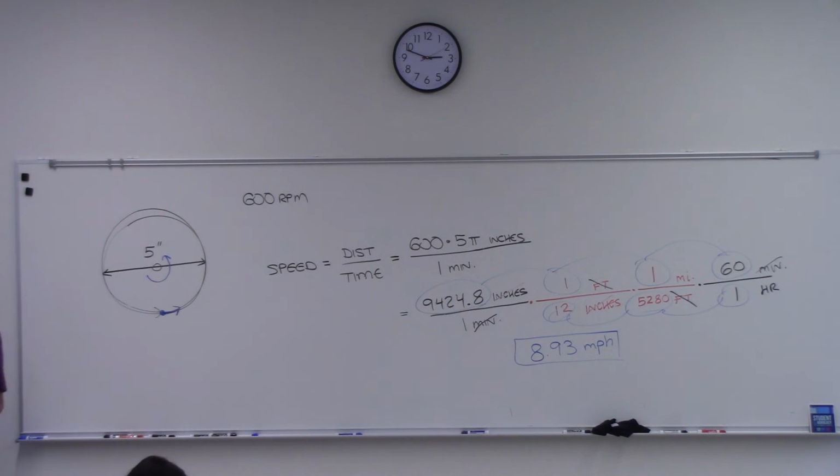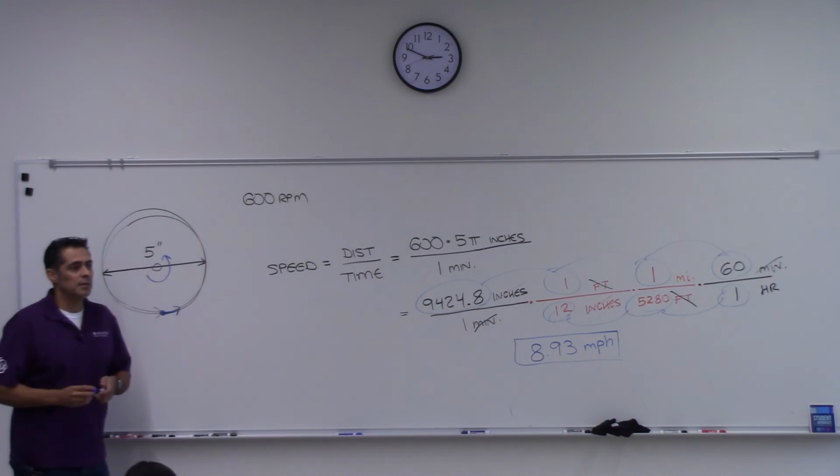Now I'm going to ask Google. 9,400 inches per minute to miles per hour. 8.9, so yeah, this looks right. So is that very fast? 8 miles an hour? That's a fast run. Did that help? Okay. All right.